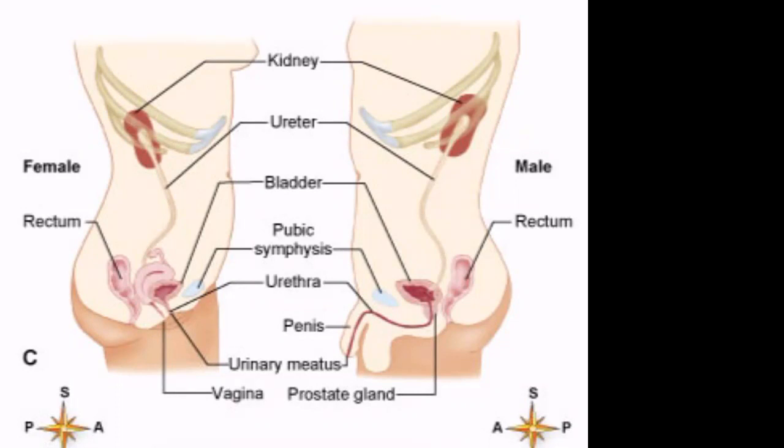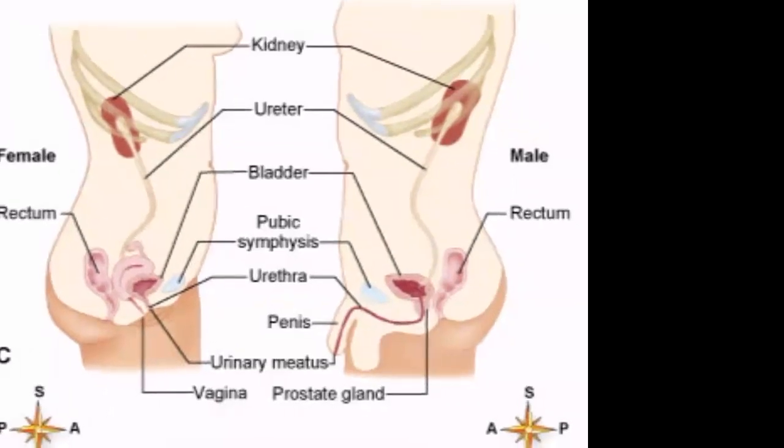Starting with the male, you see the ureter coming down to the urinary bladder. And then underneath the urinary bladder in the male, there is the prostate gland, and the urethra runs through the prostate, through the middle of the prostate. So the urethra is completely surrounded by the prostate.